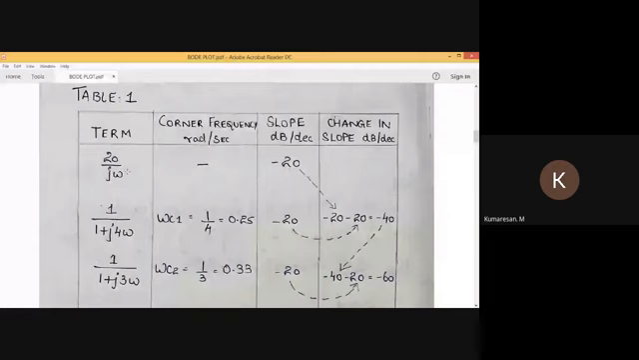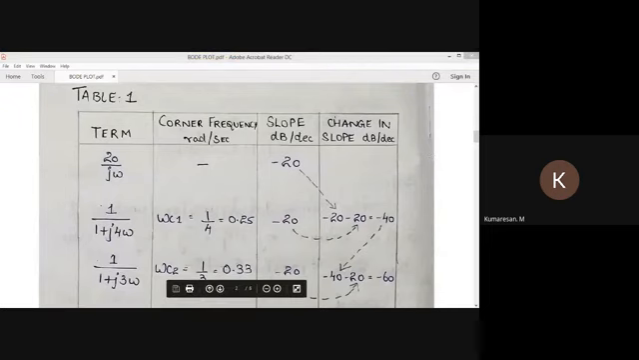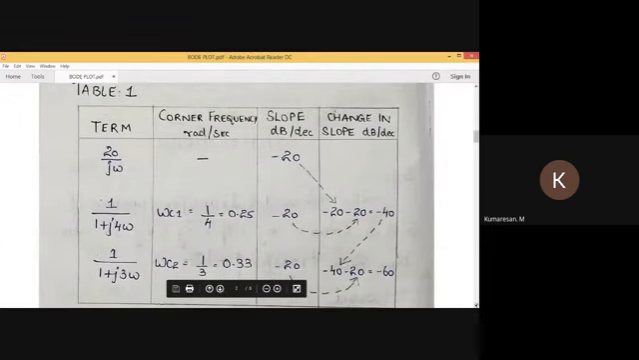Now the first term is 20 divided by j omega. Now we have to see how we are going to fill the table. In the first column are the terms, and in the second column, is there a corner frequency or not? For 20 divided by j omega, there is no corner frequency, so I put a hyphen. For 1 divided by 1 plus j 4 omega, we found the corner frequency 0.25 from the previous steps. For 1 divided by 1 plus j 3 omega, it is the second corner frequency we found from the previous steps, which is 0.33.